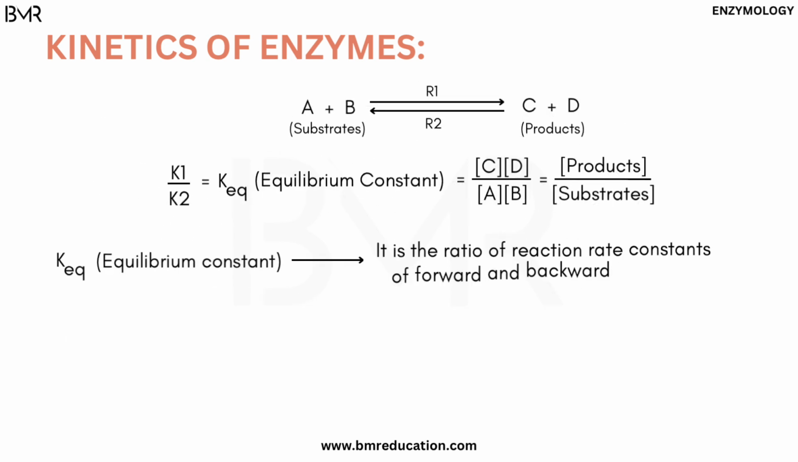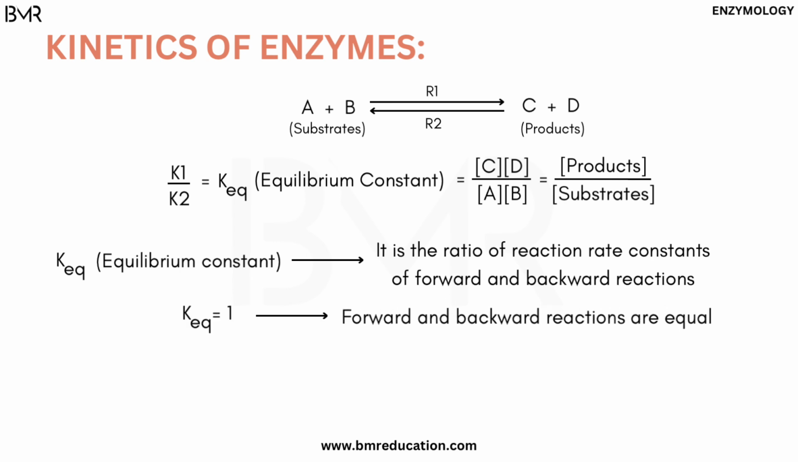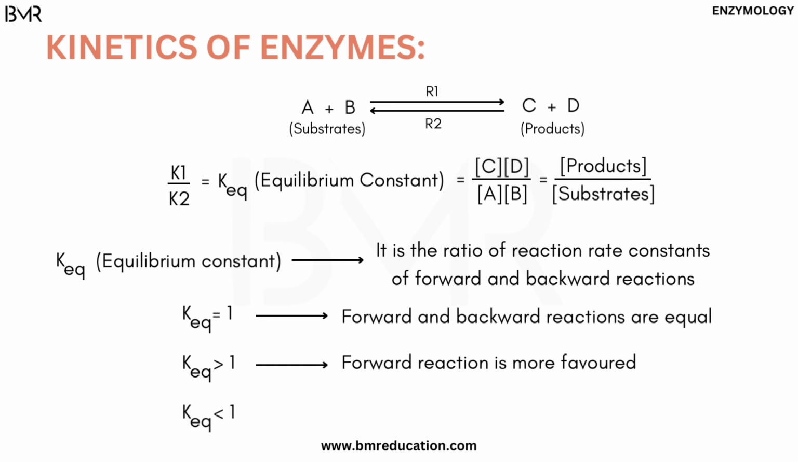Here, equilibrium constant is the ratio of reaction rate constants of forward and backward reactions. If equilibrium constant is equal to 1, then rate of forward and backward reactions are equal. If equilibrium constant is more than 1, then rate of forward reaction is more favored. If equilibrium constant is less than 1, then rate of backward reaction is more favored.